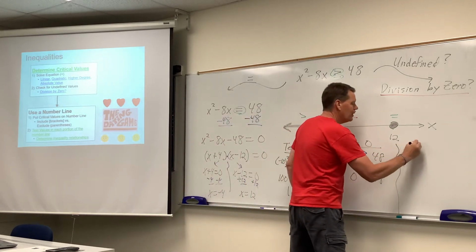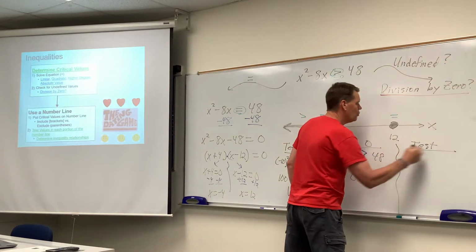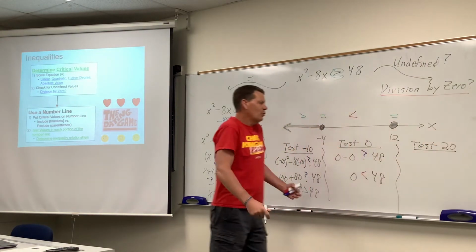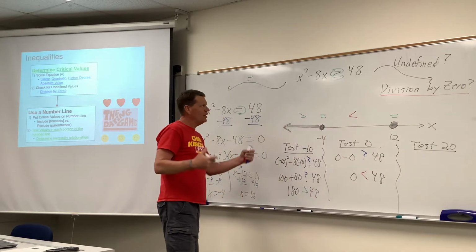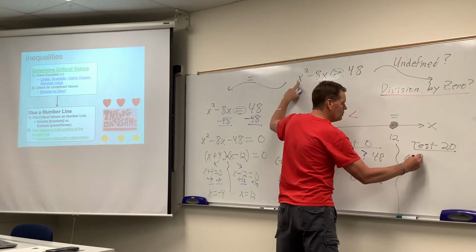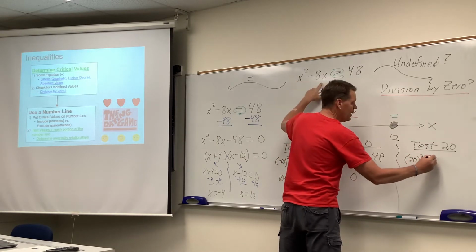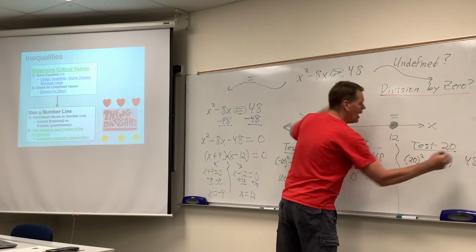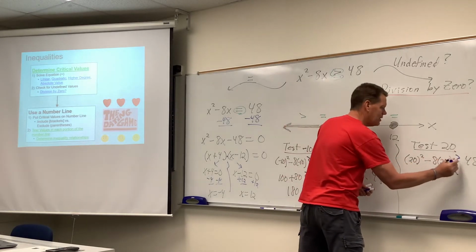All right, then we'll test a number out here bigger than 12. You can do 100, you can do 20. I'm doing 20. I picked numbers that end in 0. So anyway, I'll write this out. 20 squared, which by the way is 400, and then 8 times 20, and then 48. I always put a question mark here because we're not done doing the math.